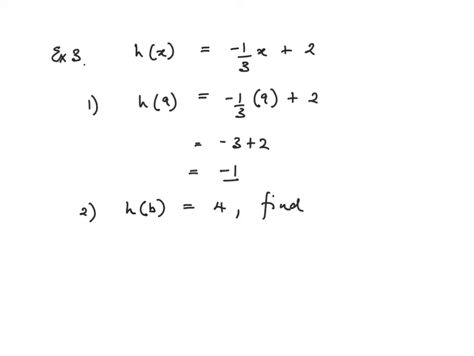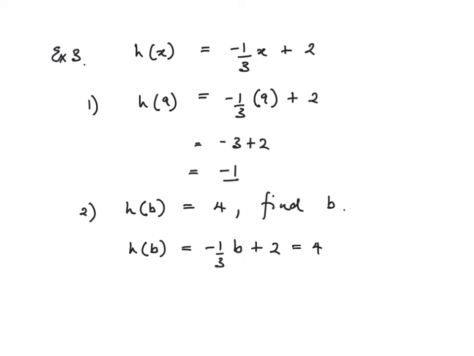Here is the second type of calculation that we can do with a function, where we're given the answer, so to speak, and asked to find the value that we're substituting in. So what we want to do is to find b. Now, h of b, I'm replacing x with b, and this x with b, so that's minus 1/3 b plus 2, and we're told that h of b equals 4.